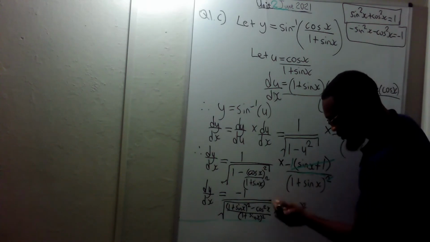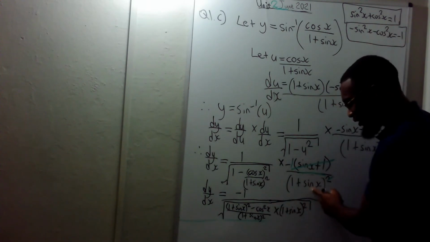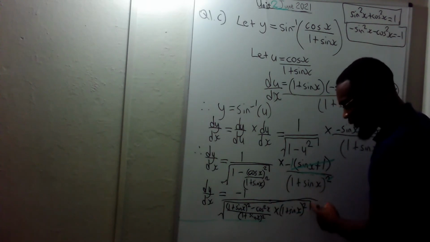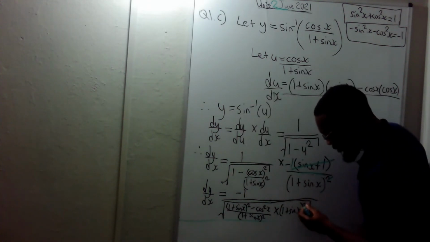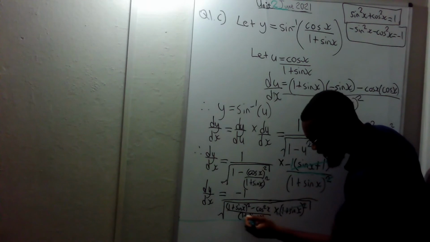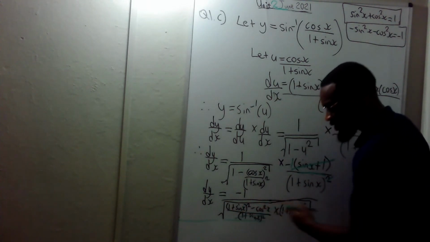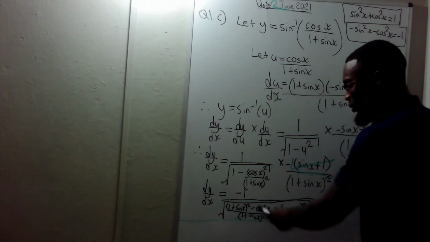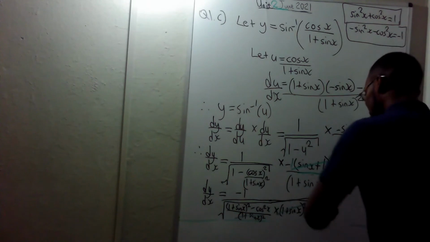I didn't write this square root better, this part here. This 1 plus sin x here is 1 plus sin x square rooted. So see it here now. This 1 plus sin x square, cancel the 1 plus sin x square. So we're just left back with 1 plus sin x square minus cos square x. That's what we're left back with. 1 plus sin x square minus cos square x.